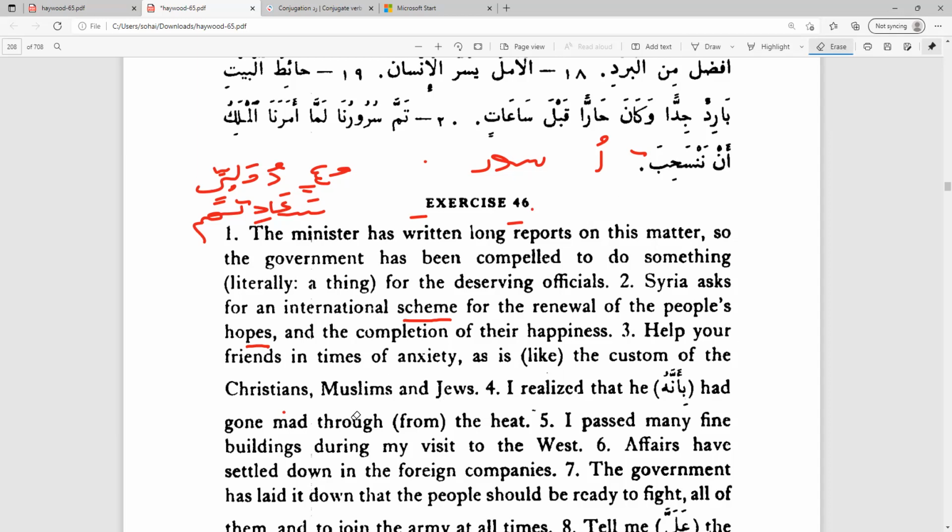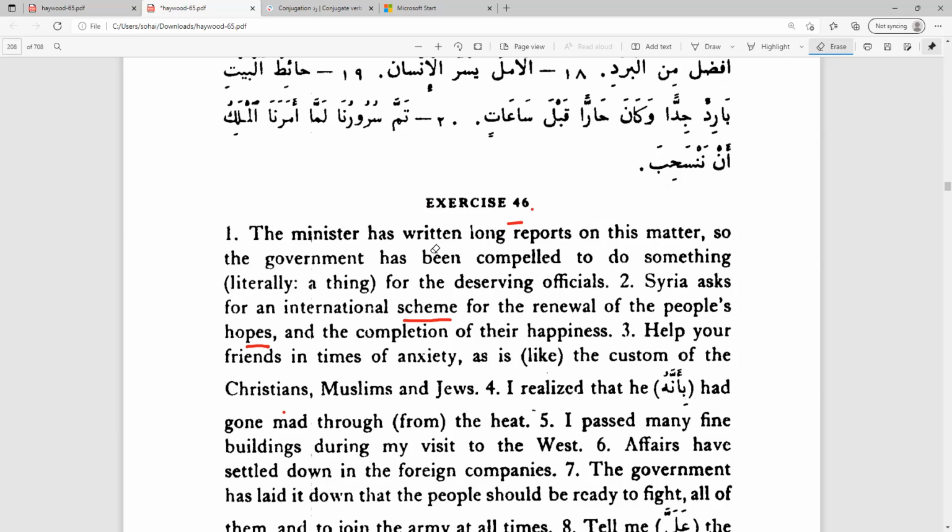Number 3, help your friend in times of anxiety, as is the custom of the Christians, Muslims, and Jews. So help is amadda, yumiddu. So I help you in this. You could say sa'ada, yusa'idu. Yes, use that as well.